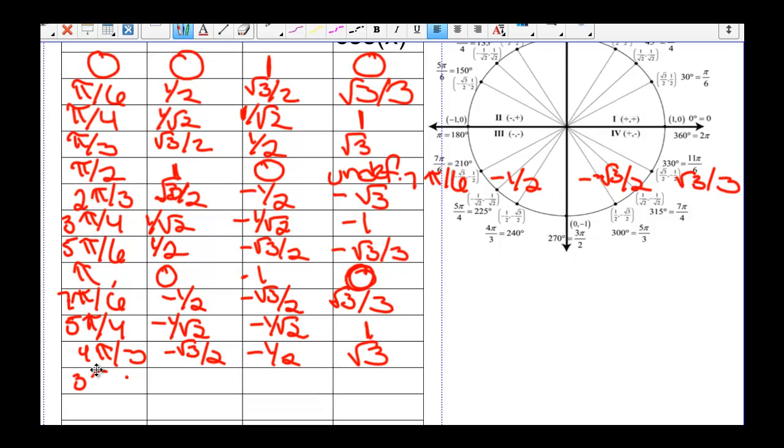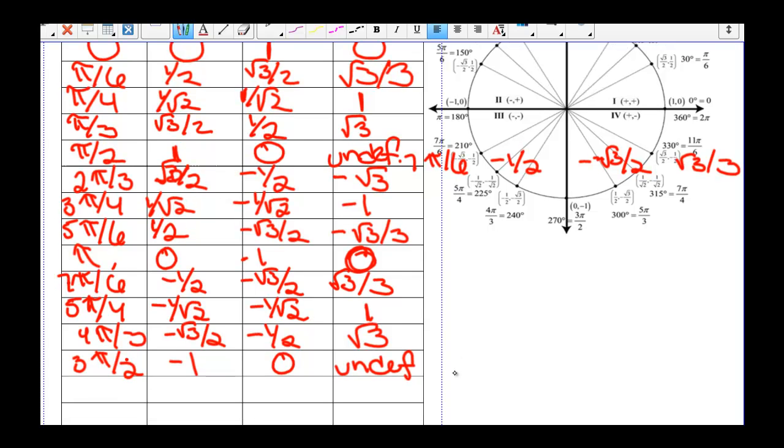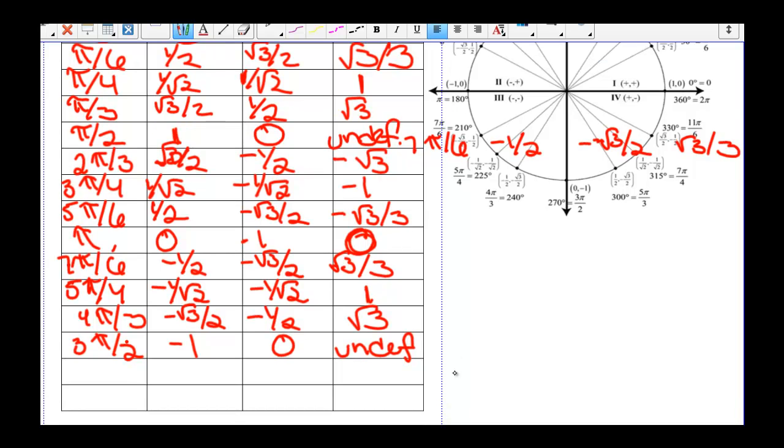At 3 pi over 2, we get negative 1 for sine, 0 for cosine. So negative 1 divided by 0 is undefined. So again, that's a point we'll have to look at later. And then going back around, 5 pi over 3 is negative square root of 3 over 2 for sine, 1/2 for cosine. So dividing that, we get negative square root of 3.